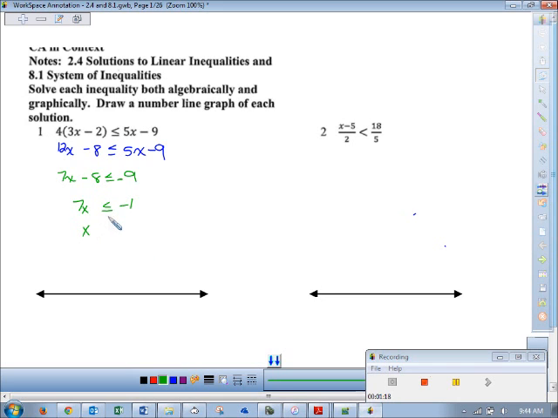Sometimes you got to switch that symbol though. When do you have to switch that symbol? Divide by a negative. We are not dividing by a negative. Even though our solution comes out to be negative, we don't need to switch that symbol.